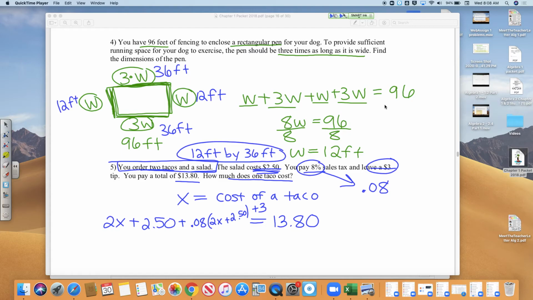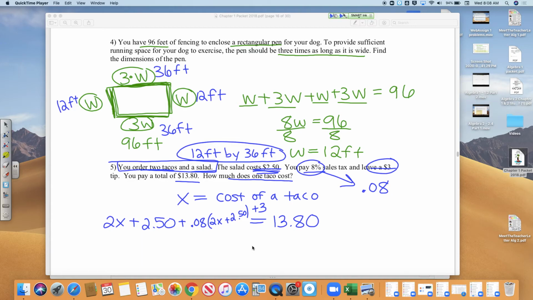Now what this says is first up here, this is your 2 tacos, this is your salad. This here represents the sales tax you're going to be paying on the tacos and salad, because you only pay sales tax on the food. Plus the $3 tip is equal to the total.